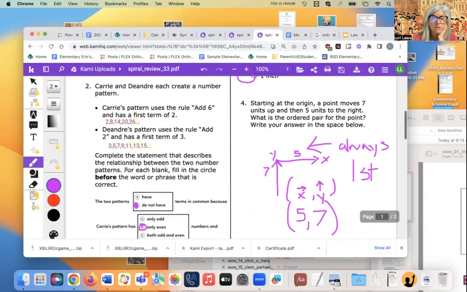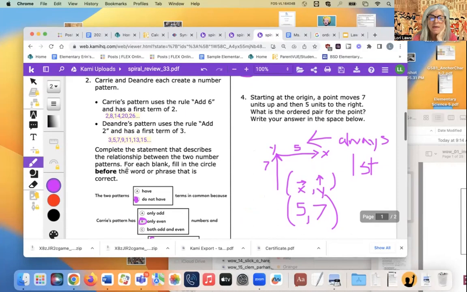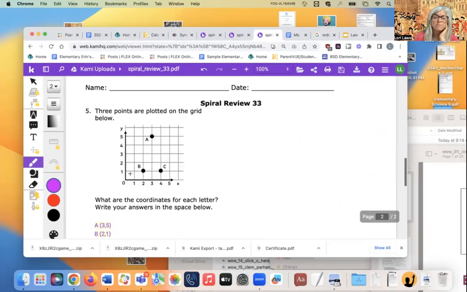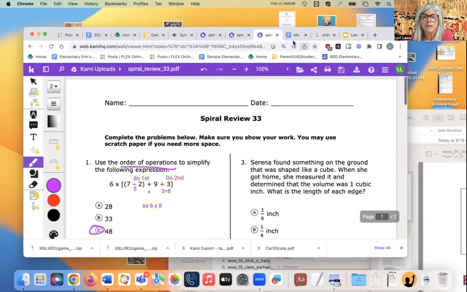It's a little confusing, but you need to practice with it a little bit. And then they also have a couple of problems where you have to find what these coordinates are. So practicing with Spiral Review 33 is a really good idea today.